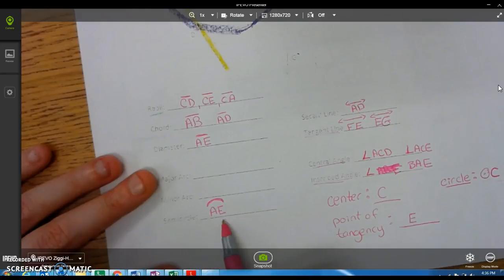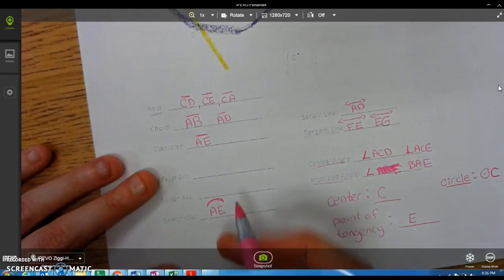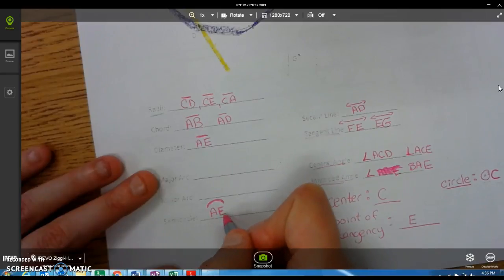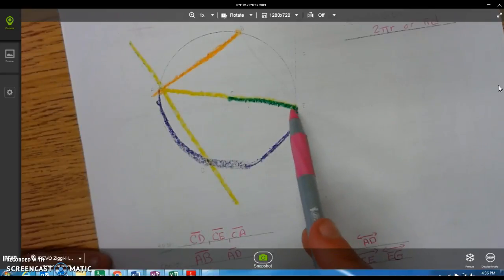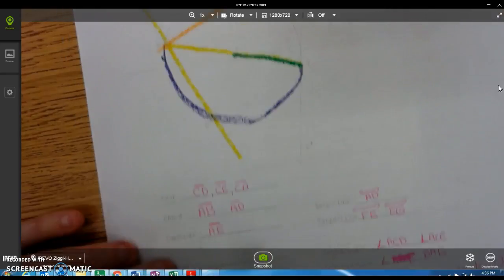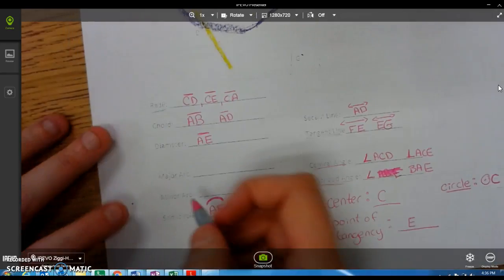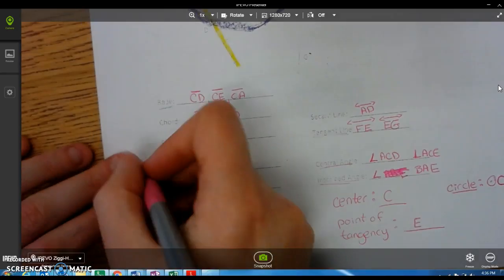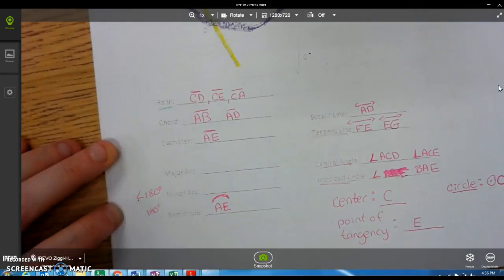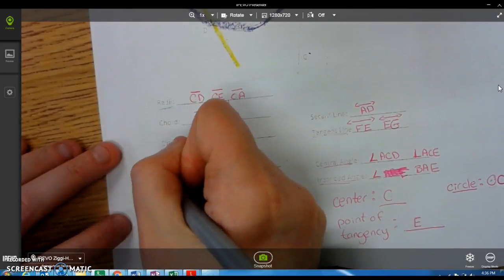So this is the arc AC, or AE. I can't even remember what letter I wrote. This is the arc AE. It's a semicircle because AE, the line segment, is a diameter. And this is going to be worth 180 degrees, or half a circle, because a whole circle will be 360. Now we're going to have a minor arc and a major arc, which are related to the semicircle. A minor is going to be less than 180, and a major is going to be more than 180.